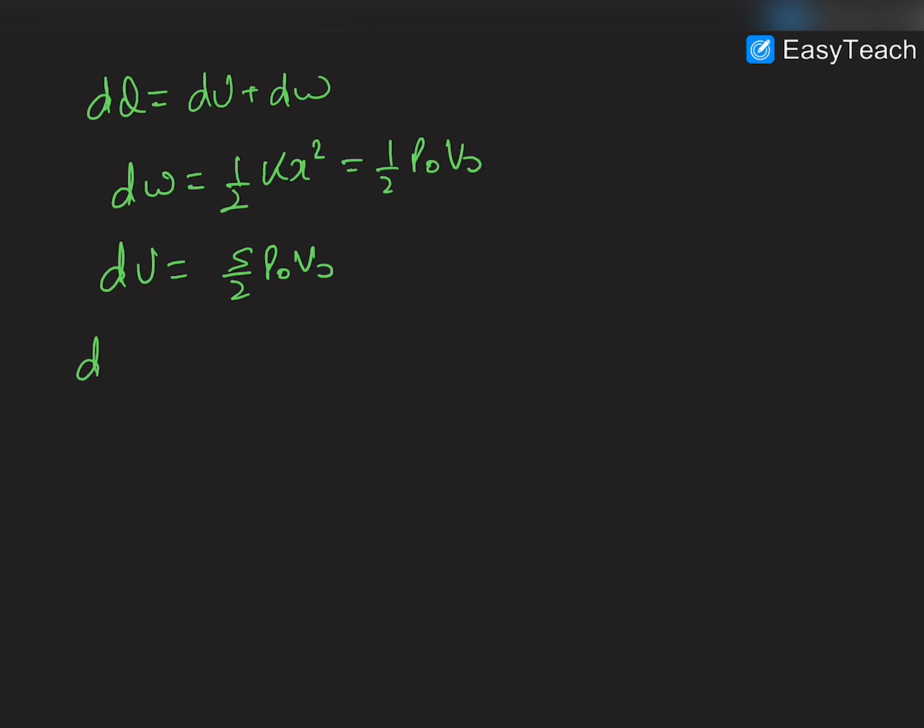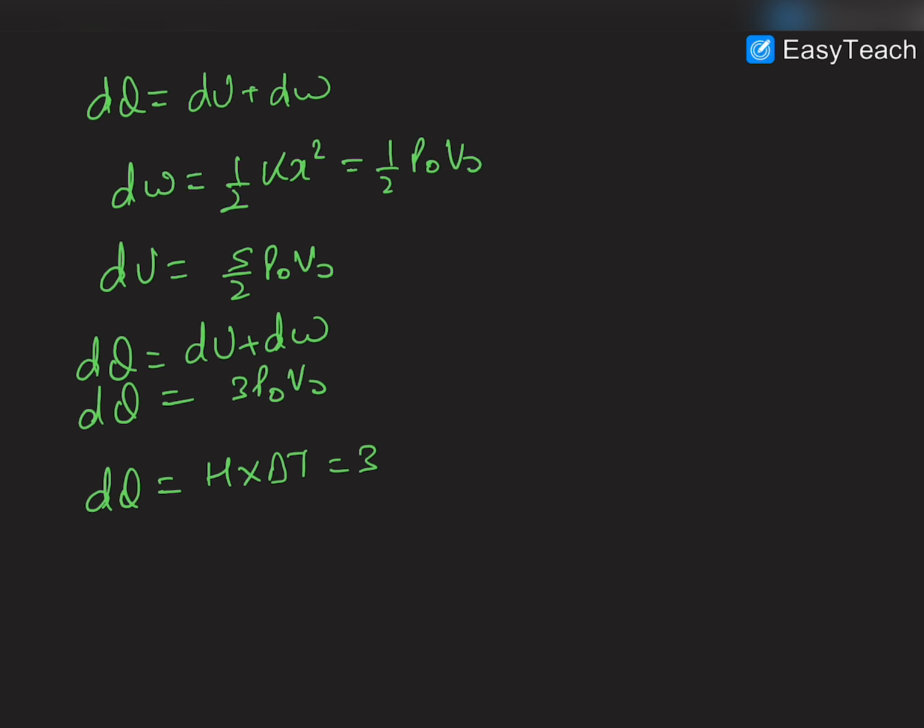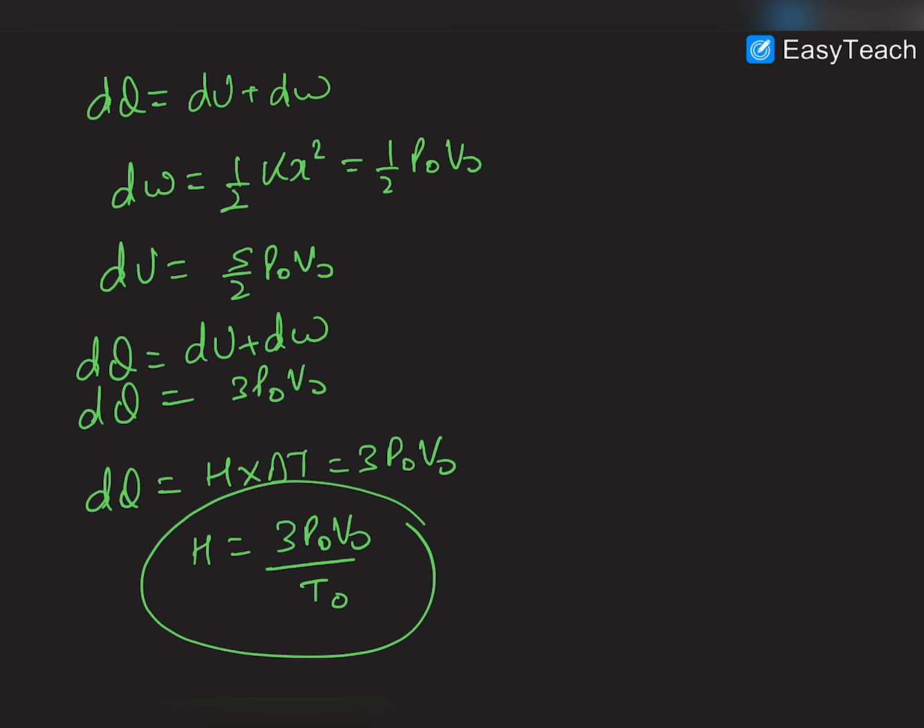Now the heat supplied to the gas is dU plus dW, and that is 3 P0V0, and dQ can be regarded as heat capacity into delta T. Obviously the heat capacity will be equal to 3 P0V0 upon delta T, which is T0. So this will be the heat capacity of the gas. Now we move on to the next question.